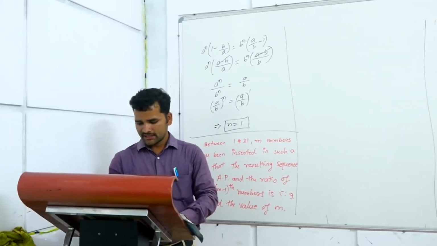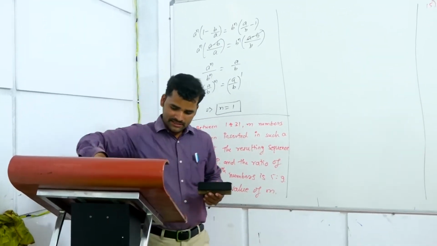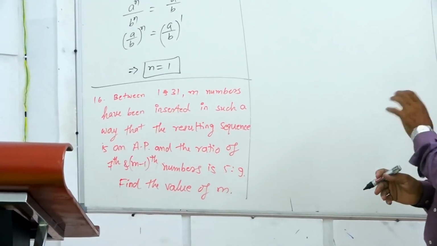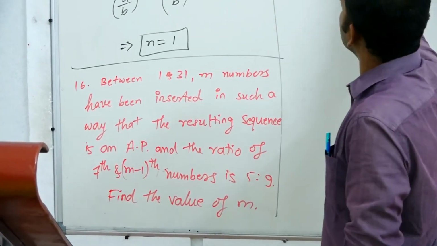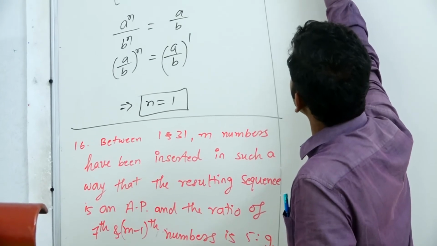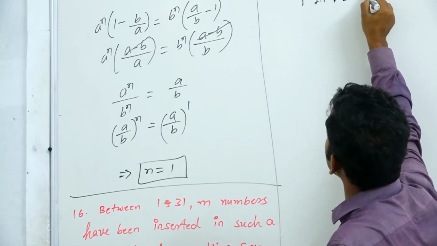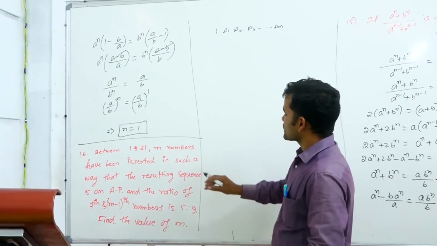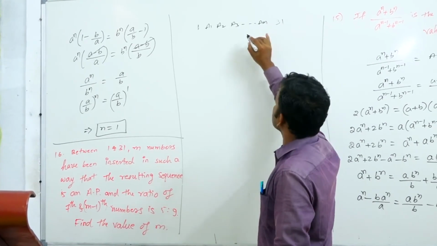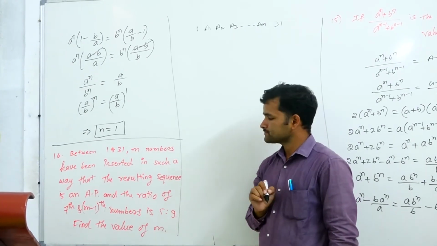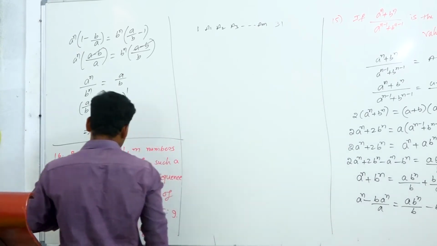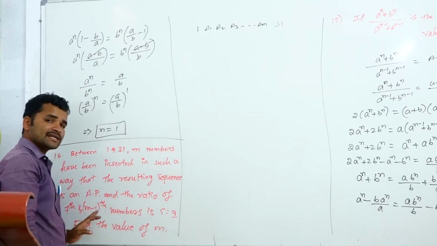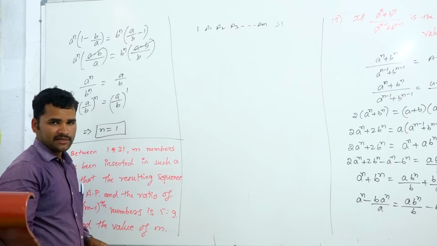Okay, try to understand the given question. Question is between 1 and 31, m numbers have been inserted. So this will be 1 and m numbers are a1, a2, a3 so on up to am. This comes under arithmetic mean concept. Between 1 and 31 means last term will be 31 here. Okay, have been inserted in such a way that the resulting sequence is an arithmetic progression. That means arithmetic mean concept. The ratio of 7th and m minus 1th terms is 5/9.